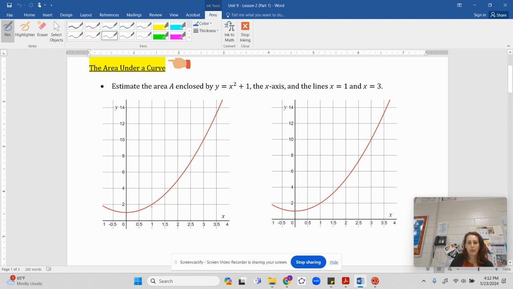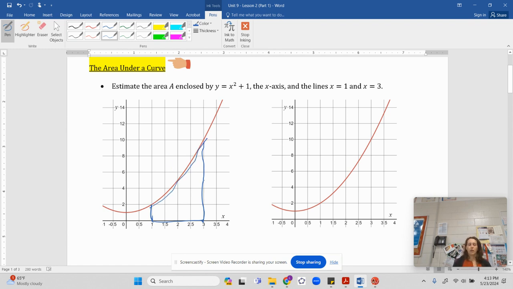And so I'm going to come down here and show you the area I'm trying to estimate between 1 and 3. x equals 1 and x equals 3, the x-axis, which is right here, and this curve here. And so I'm looking for the area of this shape right here.